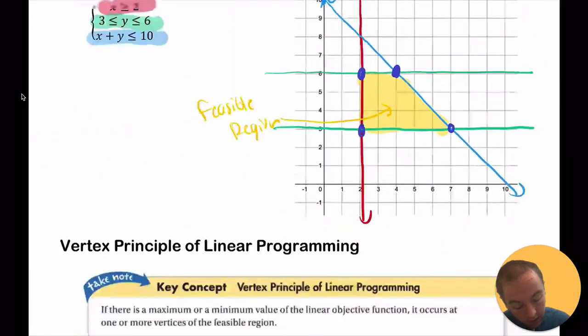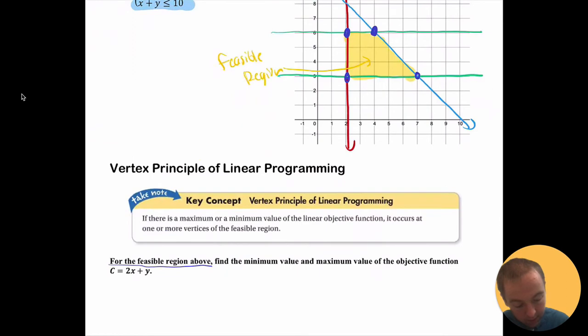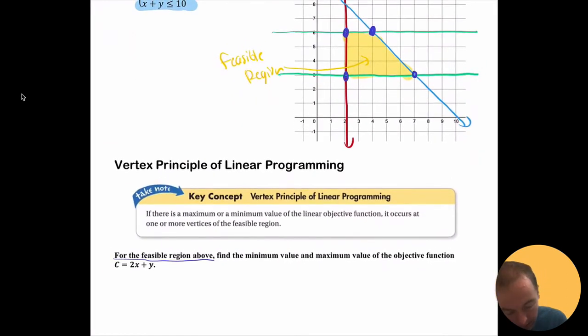So let's list out our corner points. Let me zoom out just a little bit right here. It looks like we've got a coordinate at (2, 3). We also have a coordinate at (2, 6). Another one at (4, 6), and then a final one at (7, 3).